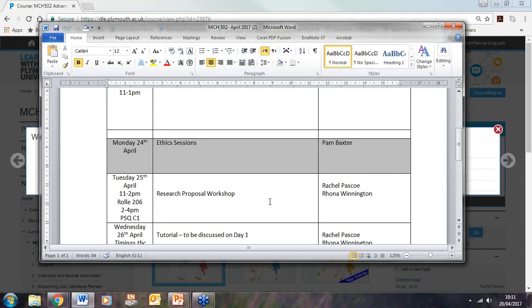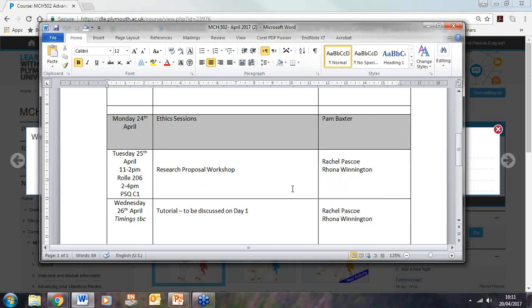Then on Tuesday, I've managed to negotiate a contact day, and I'm aware that some of you are physically coming down to Plymouth, and some of you are not. If you could possibly let me know who is coming, so that I have an idea of how many people are actually going to be physically in the room. And Rona and I will be running a workshop over the course of that day.